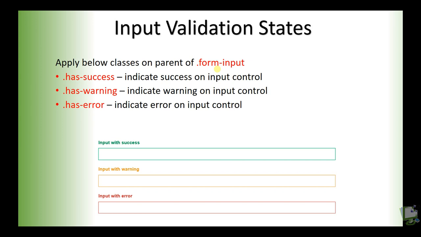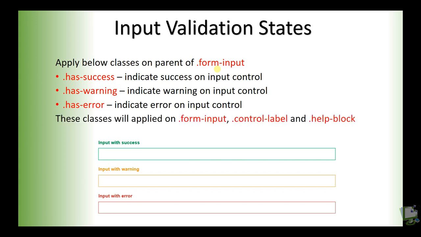When we apply class has-success, has-warning or has-error on any parent element of form input, then the effect of that class will be visible on the element with the class form-control, that is generally an input box, and the label associated with the input control with the class control-label, and the help block associated with the input control. So let's implement these validation states in our demo application.